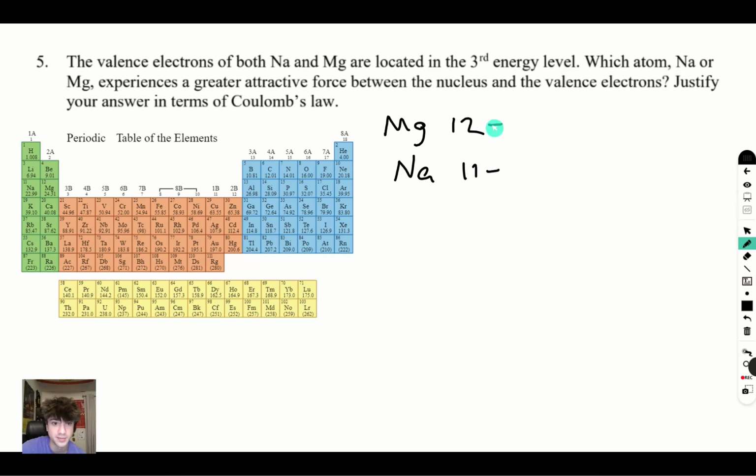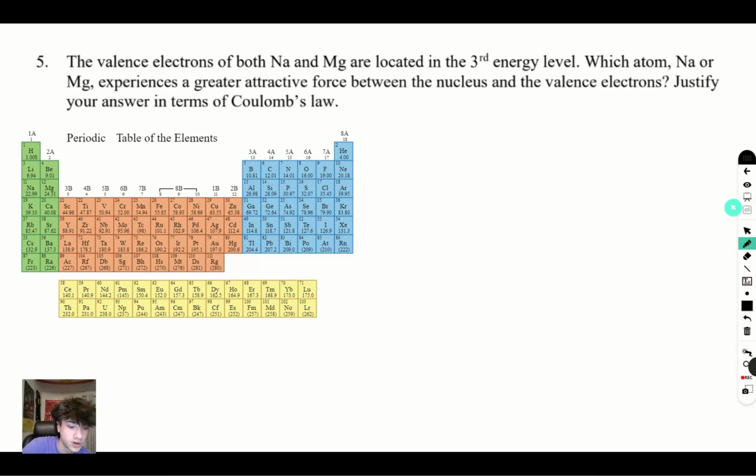And then you subtract the amount of core electrons, which is the amount of electrons it has minus the valence electrons, in which in both cases the number is 10. So the effective nuclear charge of Mg is going to be 2, while the effective nuclear charge of Na is going to be 1. And so therefore, since Mg has a greater charge, that means that the electrons are going to be more pulled towards the center. And since the electrons make up the rings, if they are closer towards the center, that means that the electron cloud is going to be closer, and therefore the atomic radius is going to be smaller.